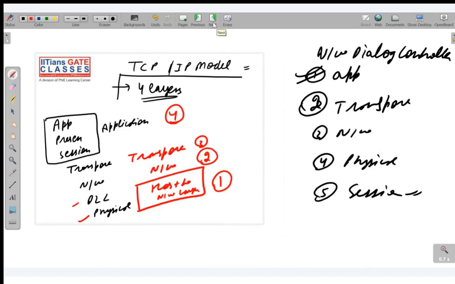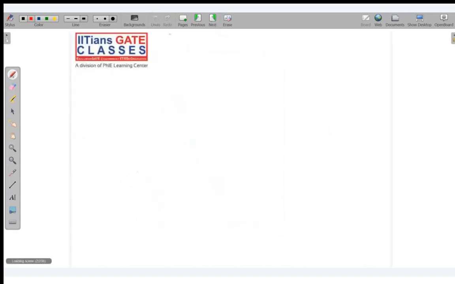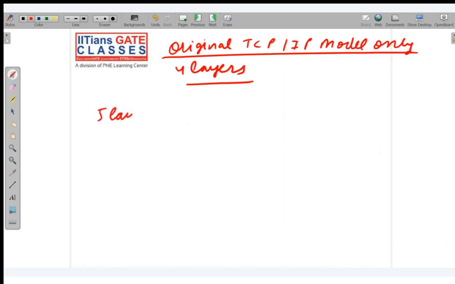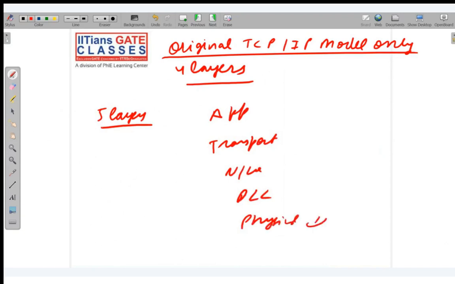Done, sir. Okay. So in the original TCP/IP model, as it was developed, there were only four layers, which I have given you in the previous slide. But for our convenience, we will study five layers. What are the five layers? Application, transport, network, data link, and physical. Layer number one, two, three, four, and five. That's why I was saying again and again, forget about presentation, session and all.